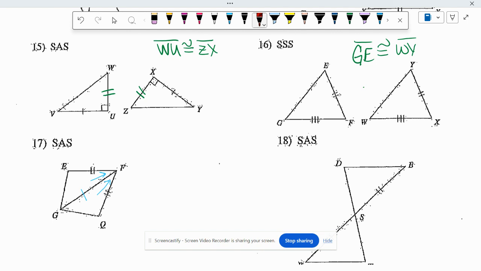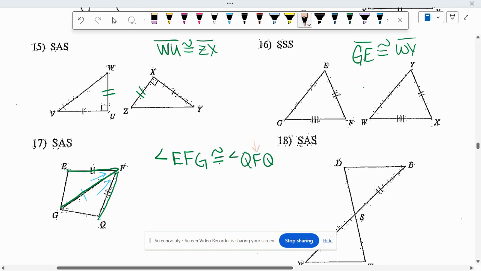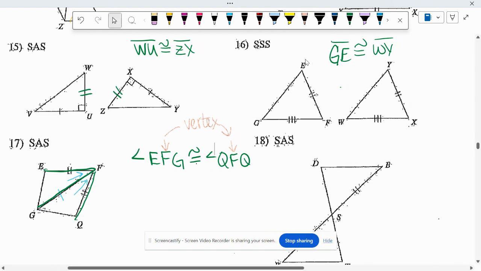So notice that we've been naming angles really by a letter by itself because we haven't had a shared angle or a shared vertex. So when I name this angle, I have to name it by the side vertex side. So this is EFG. Angle EFG has to be congruent to QFG. Angle QFG. When you look at an angle that has 3 letters, the middle letter is always the vertex. If it's not, then you named it wrong. The middle letter is always the vertex.